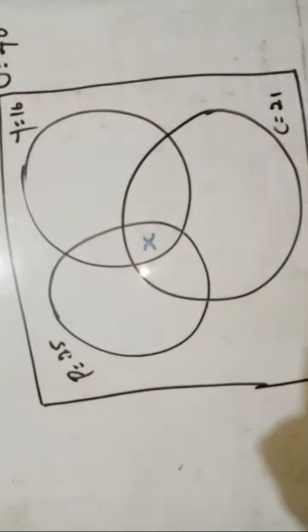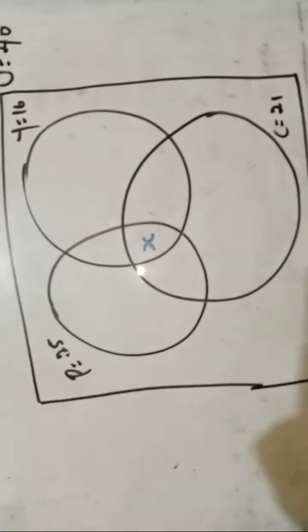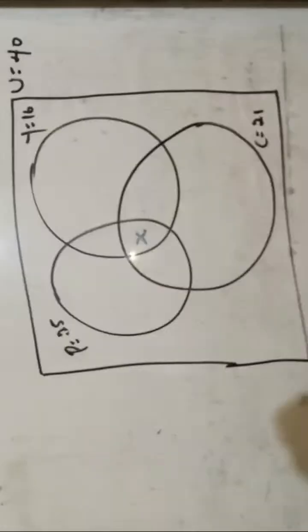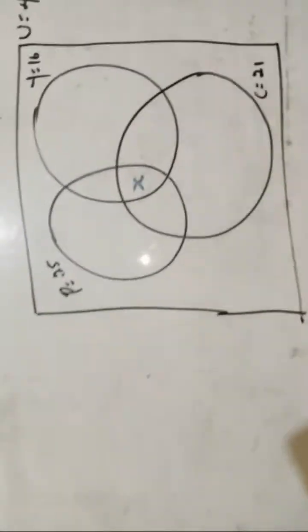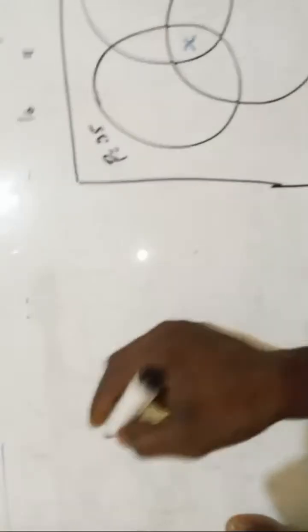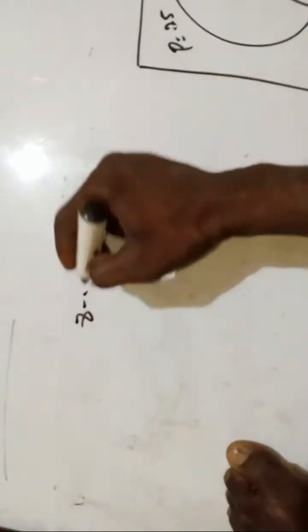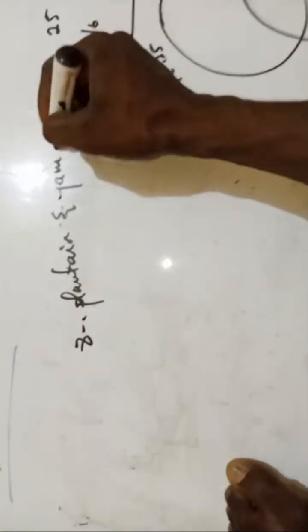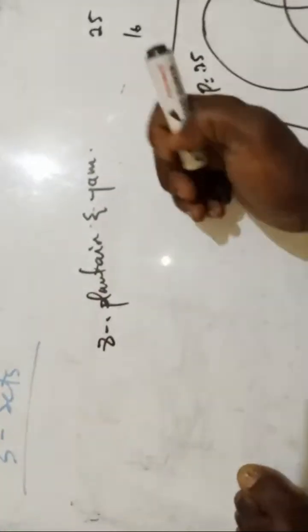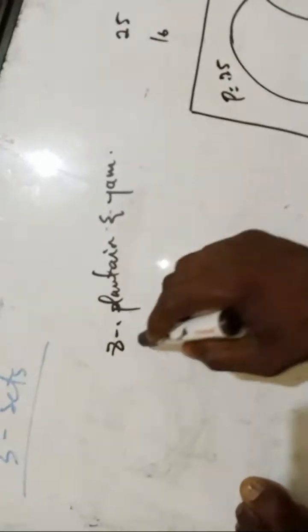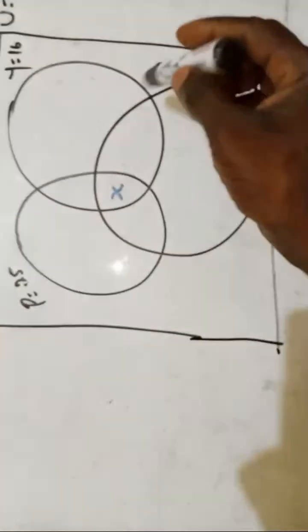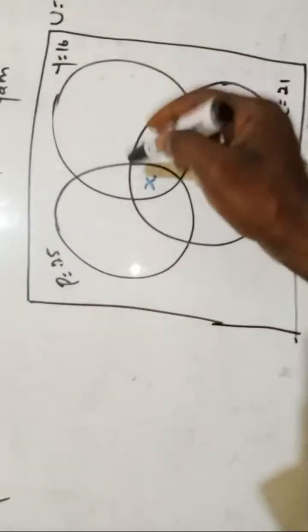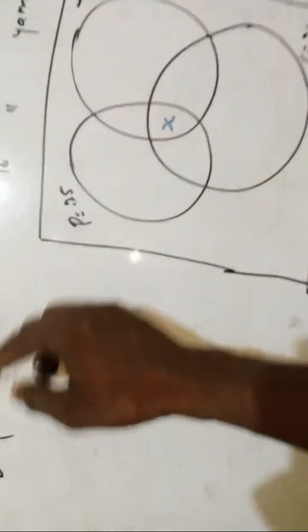Then we have 8. So 8 bought both plantain and yam. Pay close attention to this portion here. 8 people bought plantain and yam, right? The question you should ask yourself is where are these 8 people going to be on my Venn diagram here? Which room did they belong to? So 8 people bought plantain and yam.